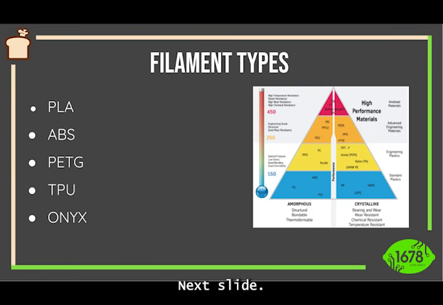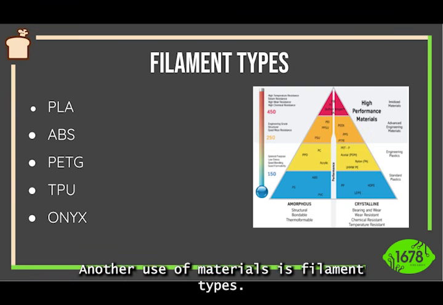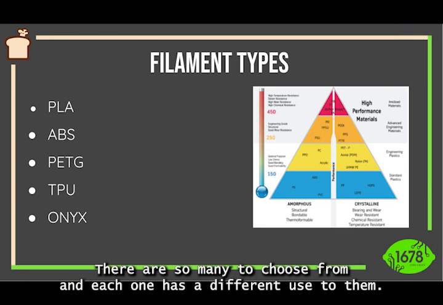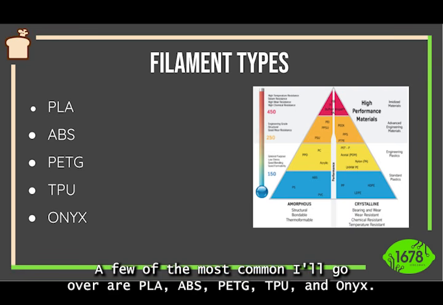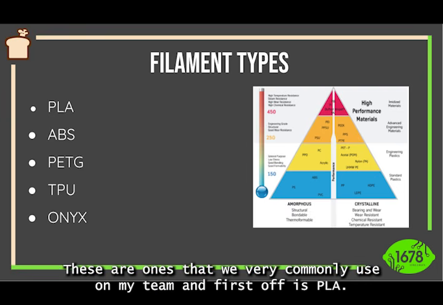Next slide. Another use of materials is filament types. There are so many to choose from, and each one has a different use. A few of the most common I'll go over are PLA, ABS, PETG, TPU, and Onyx. These are ones that we very commonly use on my team.